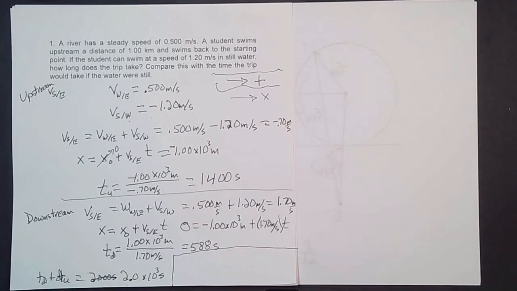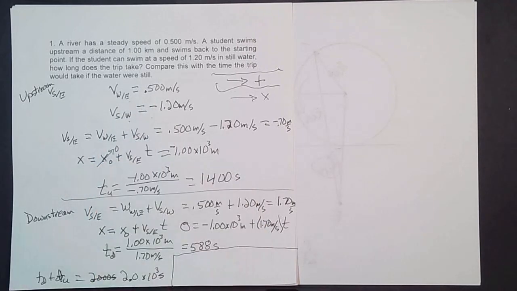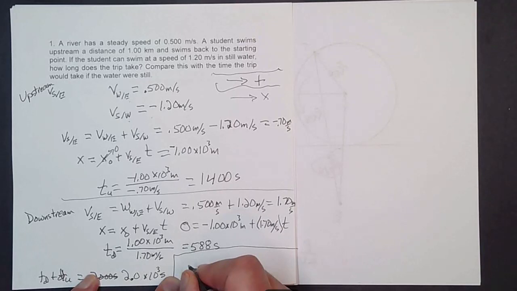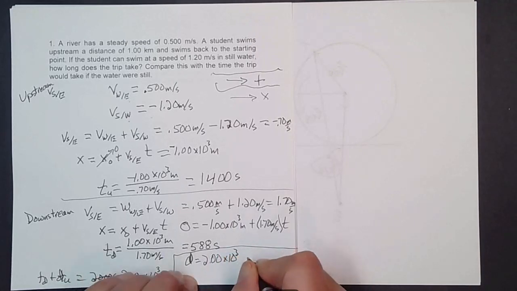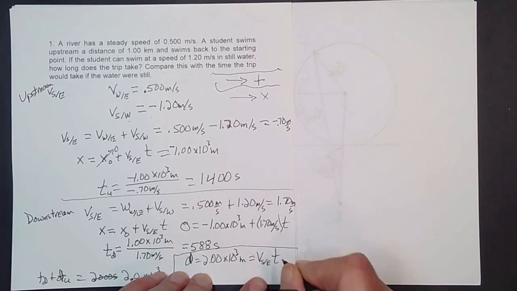Well, if the water were still and the student is swimming, that means the velocity of the water with respect to the earth is 0. So the student is basically swimming 2,000 meters at a speed of 1.20 meters per second. So you can convert this into just a distance equals rate times time. The total distance is 2.00 times 10 to the third meters, and that'll equal the velocity of the swimmer with respect to the earth, in this case, times t.